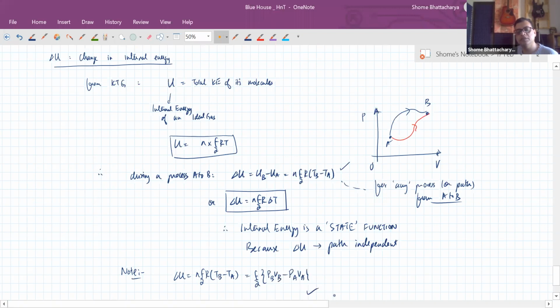Okay, so we can also relate it in terms of the product of pressure and volume, because PV is equal to nRT. And of course, keep in mind the standard values of degrees of freedom: 3 for monoatomic gas and 5 for diatomic gas.